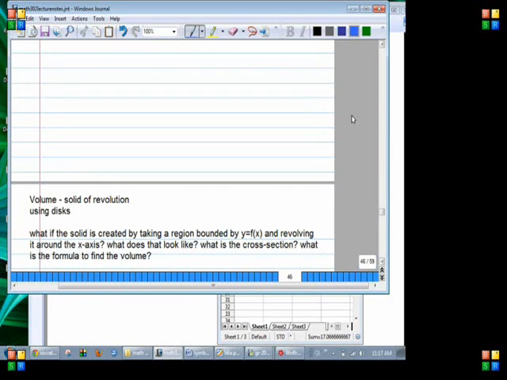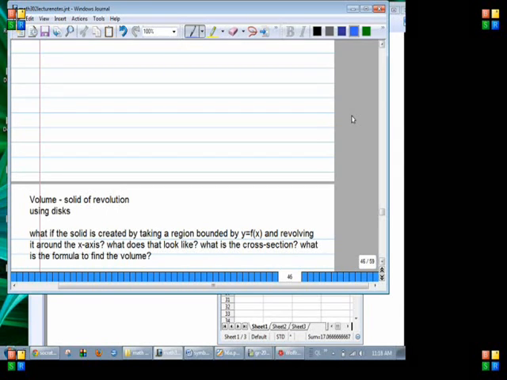What if the solid is created by taking a region bounded by some function and revolving it around the x-axis? What is the cross-section, and then what is the formula to find the volume? So what does that look like? Can you imagine it?